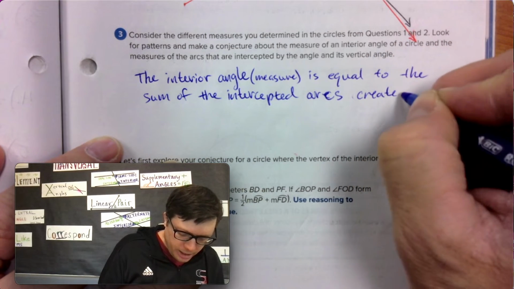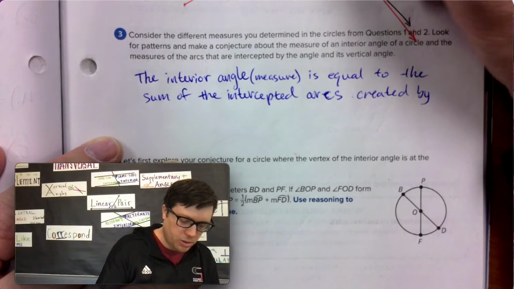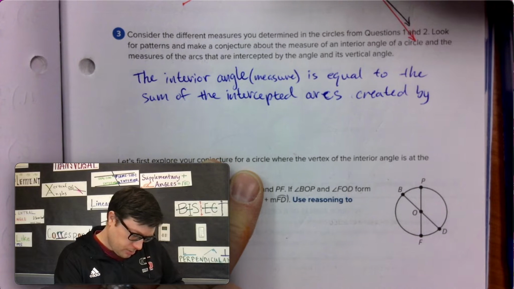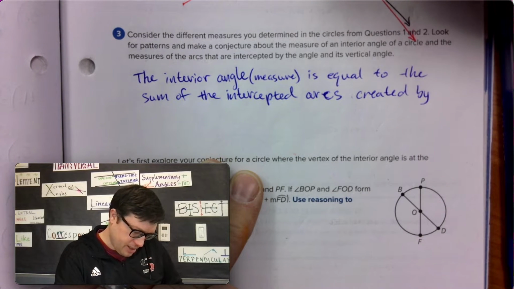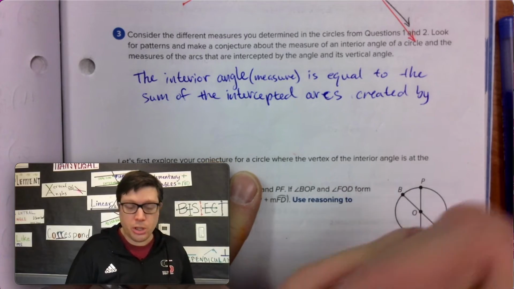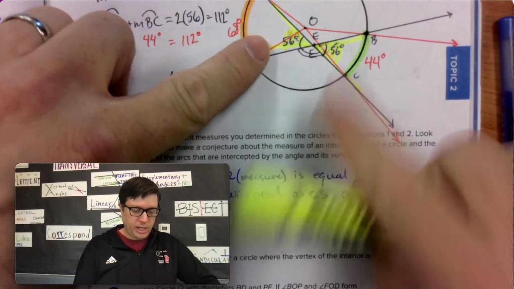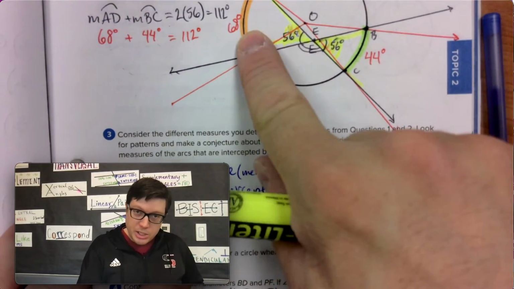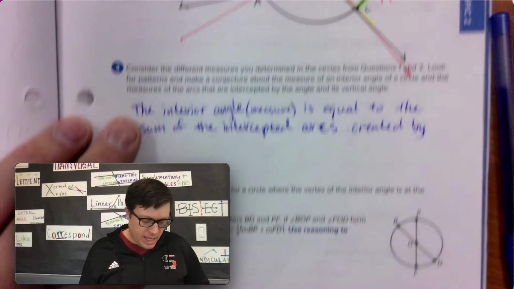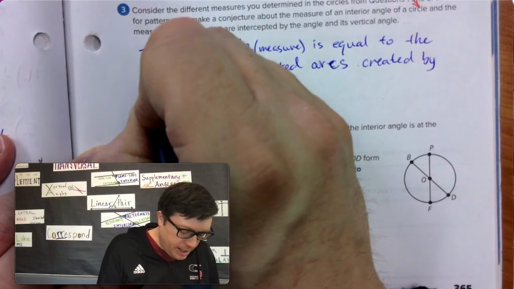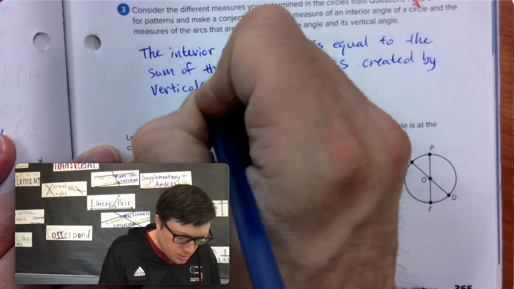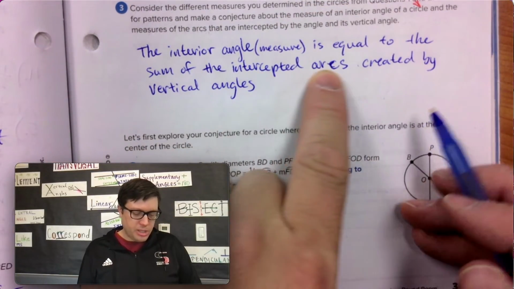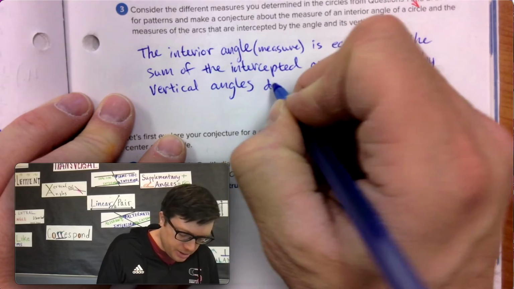created by vertical angles. So there are our vertical angles right here. Let me highlight in yellow. We have this angle, which is 56, and we have this angle, which is vertical. Here's my highlight. Right, here are vertical angles. They're both the same. They're both 56. I measured them. But these intercepted arcs, when you add them together, they're created by vertical angles. The sum of the intercepted arcs created by vertical angles divided by 2.